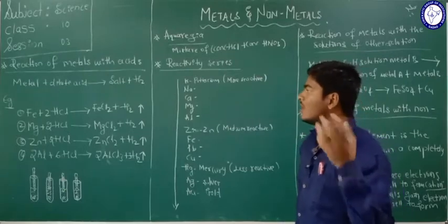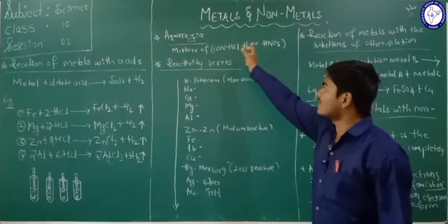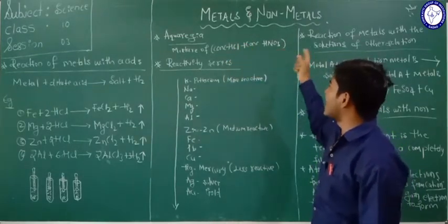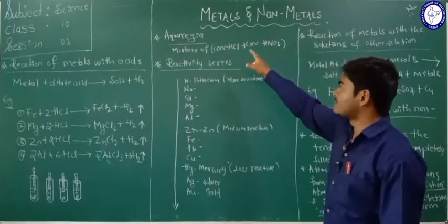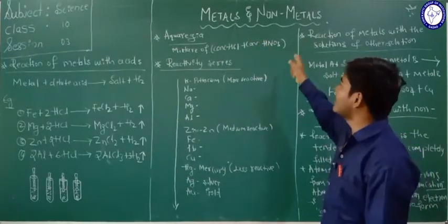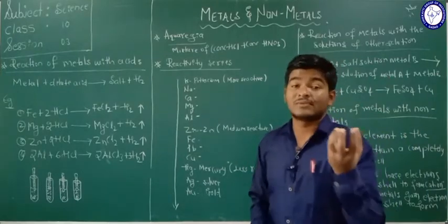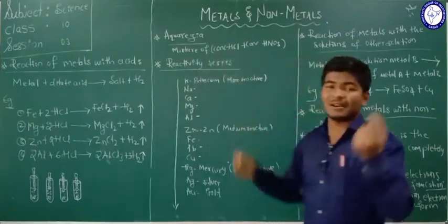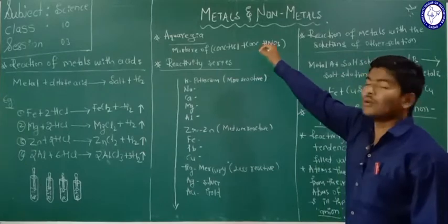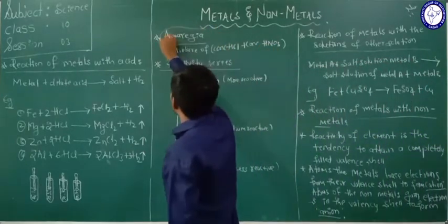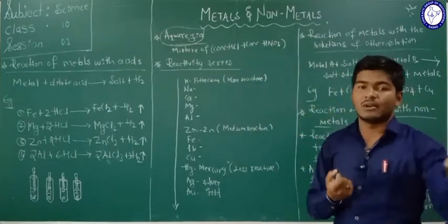You have to remember one very important point here, that is aqua regia. Aqua regia is a mixture of concentrated HCl and concentrated HNO3, that is nitric acid. It is utilized to convert the solid gold into molten gold. The gold will be molten with the help of the aqua regia solution. You have to remember aqua regia is used to melt gold.